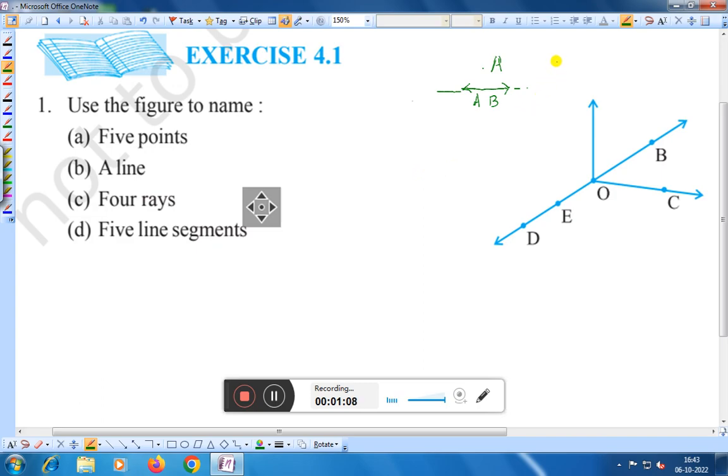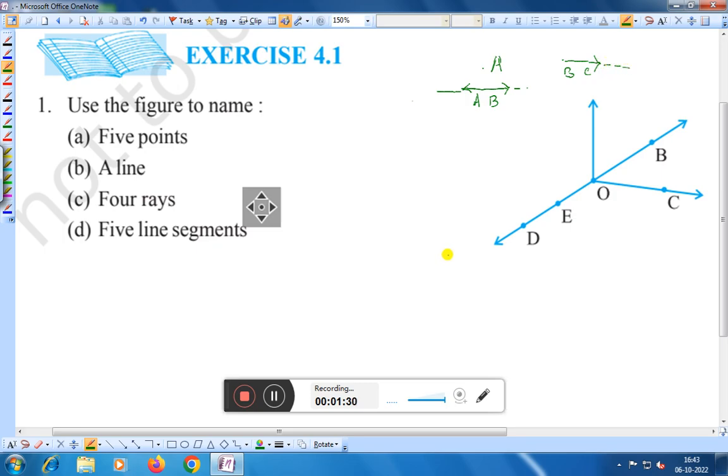What is the meaning of 4? Rays. A ray means it has only one end point and the other end has an arrow like this. BC. B is the end point, the fixed point, and C will be the endless point. So it will go on like this.